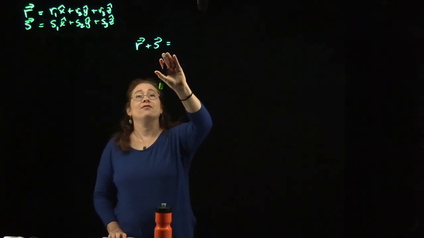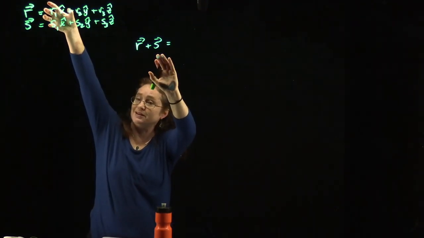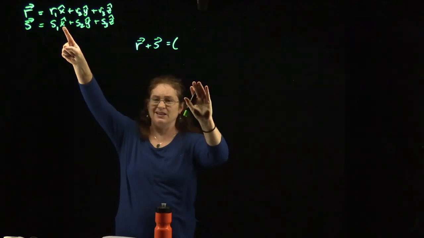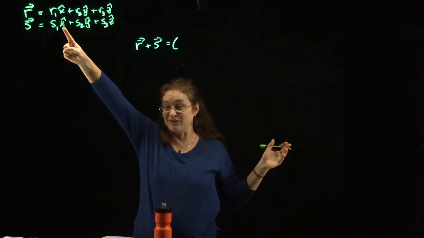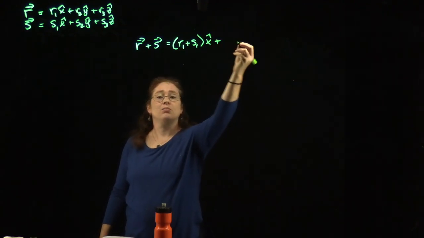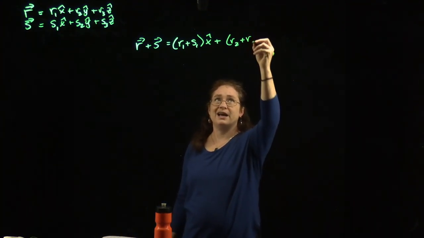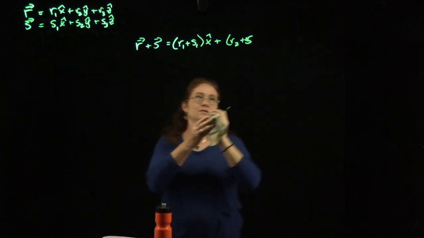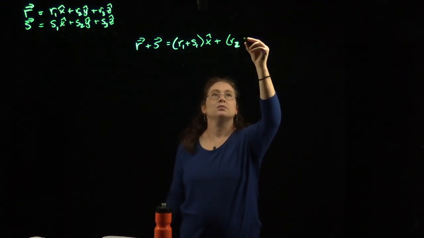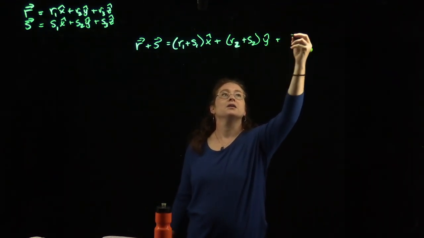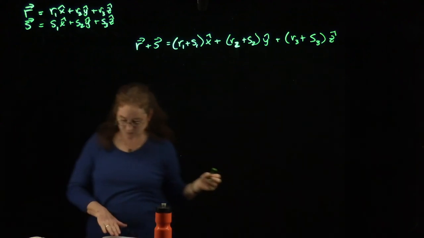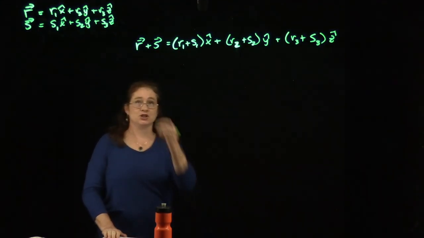So when we have R plus S, we're going to take all of the things with the same unit vector and add them together. So this unit vector acts just like a variable if you're multiplying things. So we have R1 plus S1 x hat plus R2 plus S2. See, I know what I'm doing, and I even have typos. R2 plus S2 y hat plus R3 plus S3 z hat. All right, that is how we do vector addition.